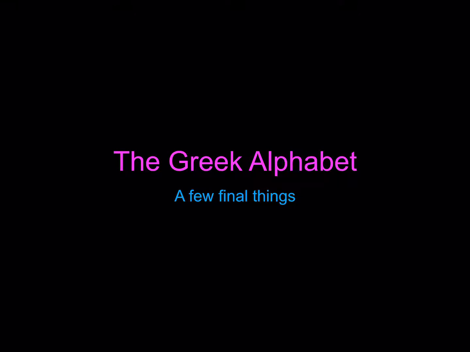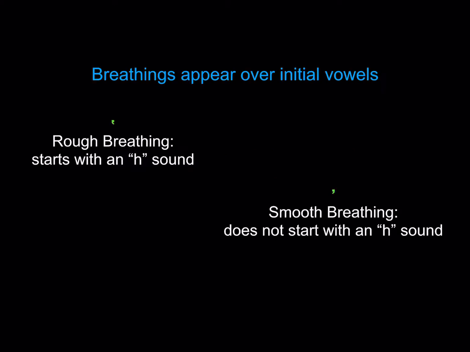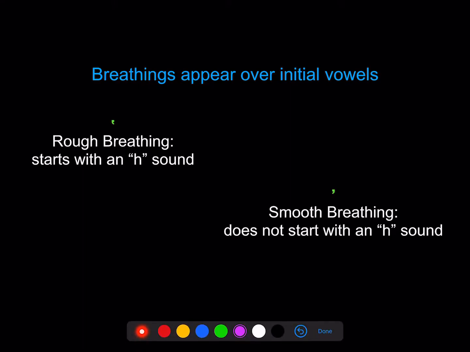We're going to talk about a few final things that you need to know in order to be able to read Greek off a page. First, if a word begins with a vowel or a diphthong, it's going to have either a rough or smooth breathing above that vowel or diphthong. So a rough breathing is shaped like that. A smooth breathing is shaped like that.